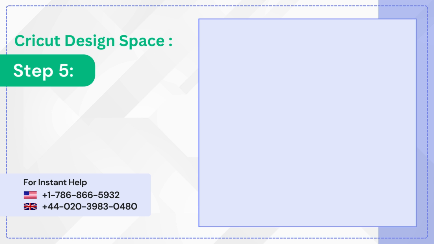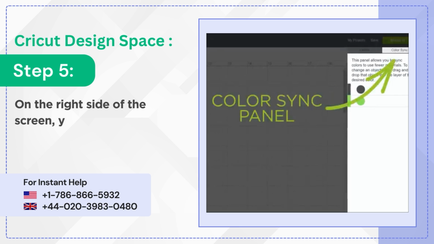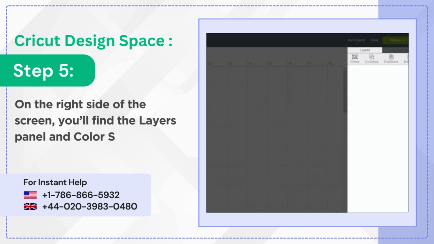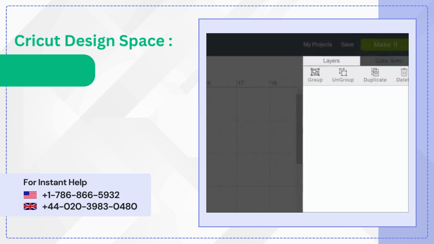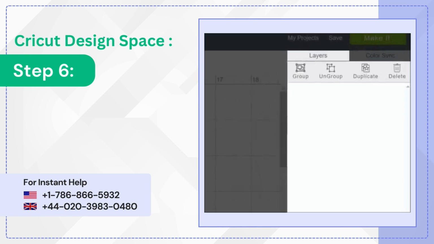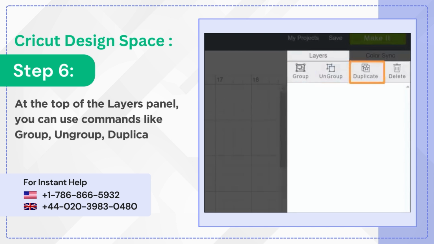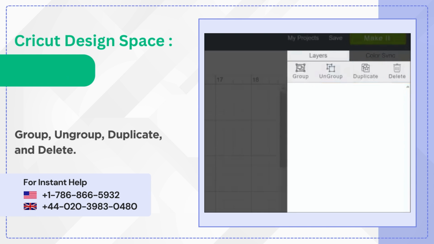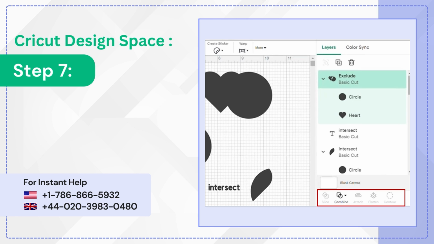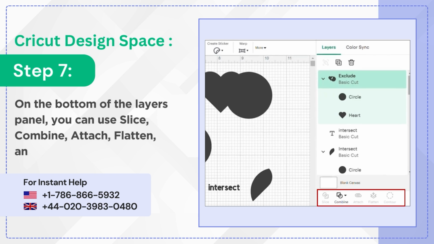Step 5. On the right side of the screen you'll find the Layers panel and Color Sync panel. Step 6. At the top of the Layers panel you can use commands like group, ungroup, duplicate, and delete. Step 7. On the bottom of the Layers panel you can use slice, combine, attach, flatten, and contour actions.